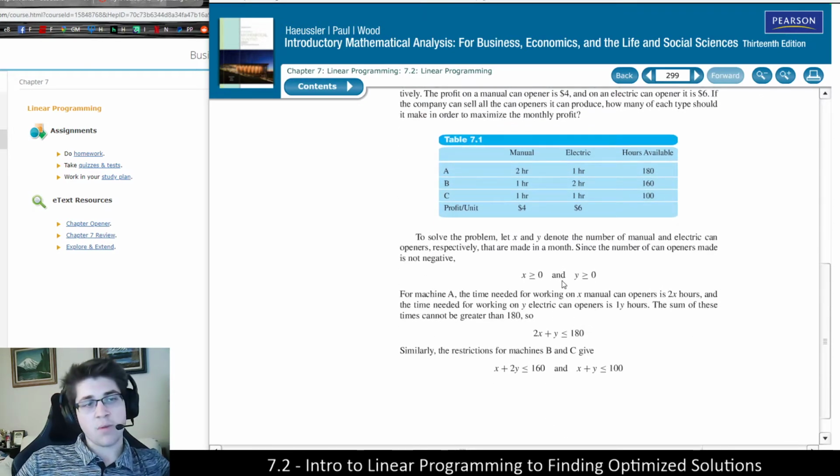The constraints in this problem are a set of inequalities which represent the things that we're not allowed to do. So it says to start by letting x and y denote the number of can openers. So that's what we're trying to figure out. How many manual can openers do we want? How many electric can openers do we want? So that's always step one, to let our variables stand for what it is we're trying to figure out. So we'll let x be the number of manual can openers. We'll let the number of electric be y.